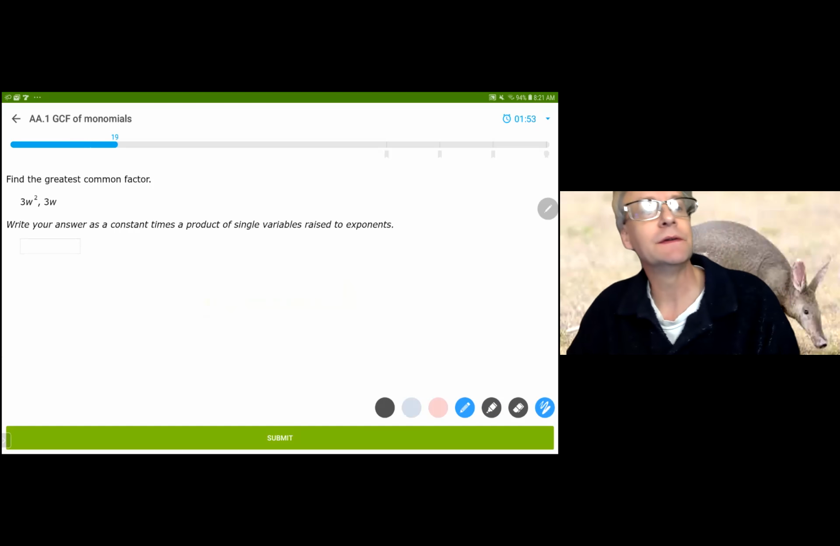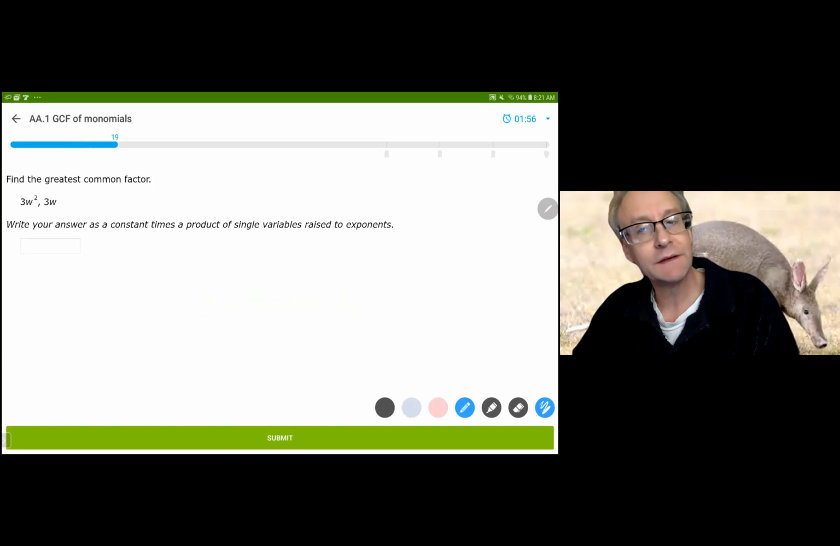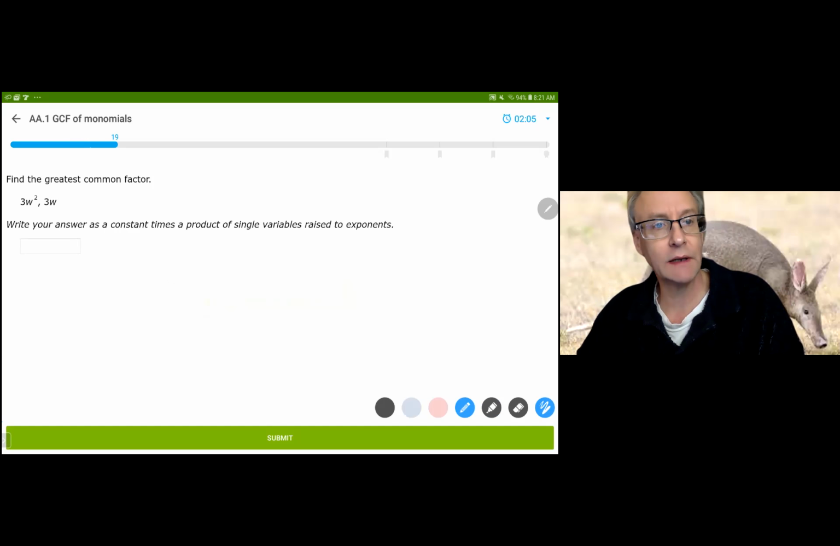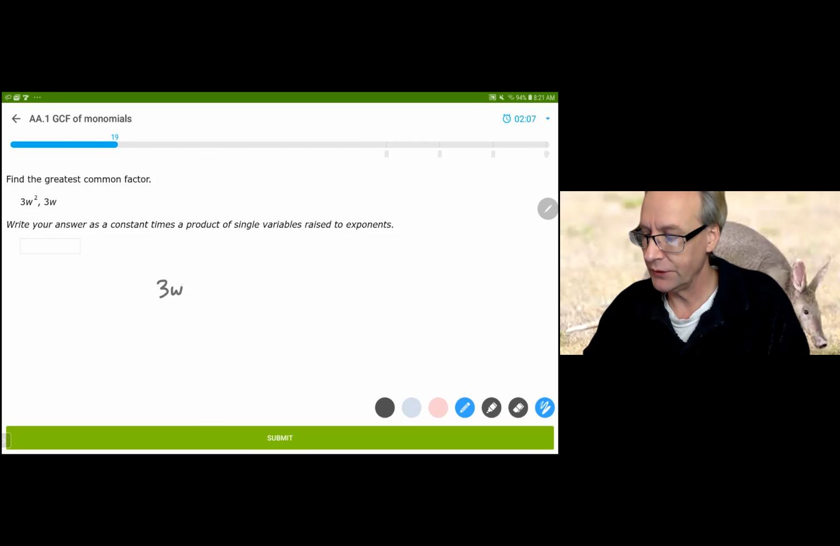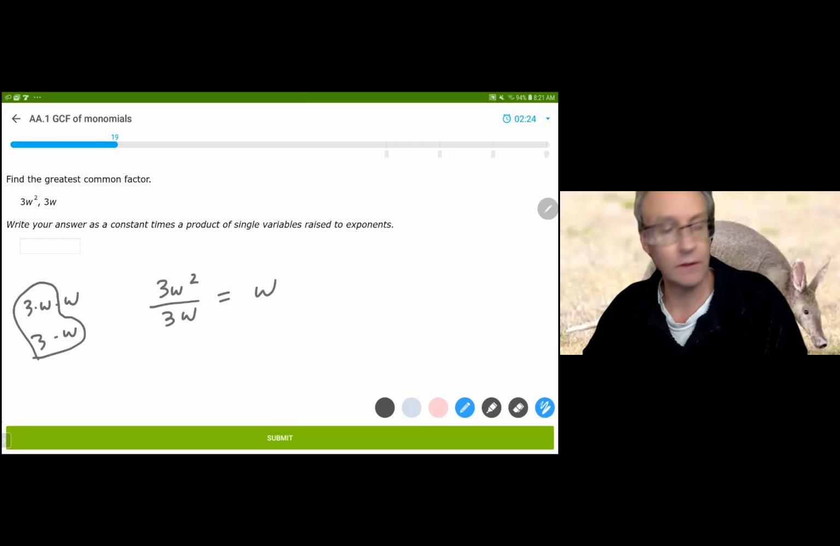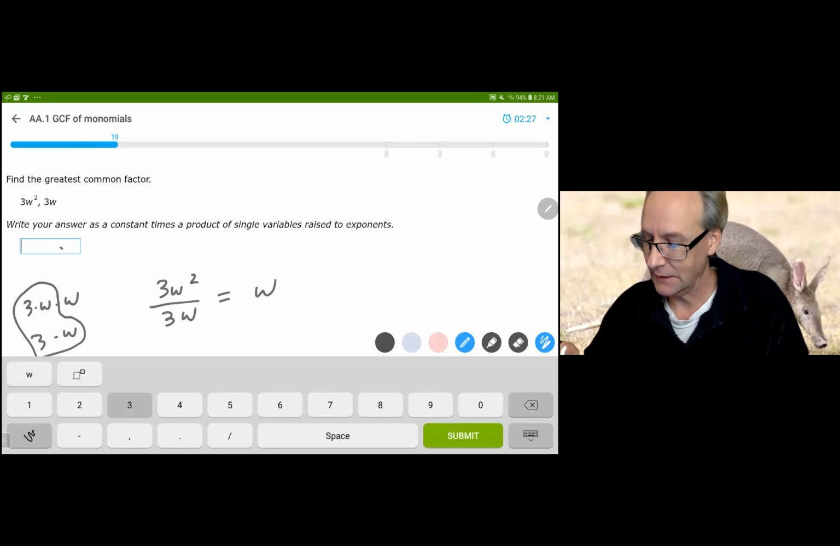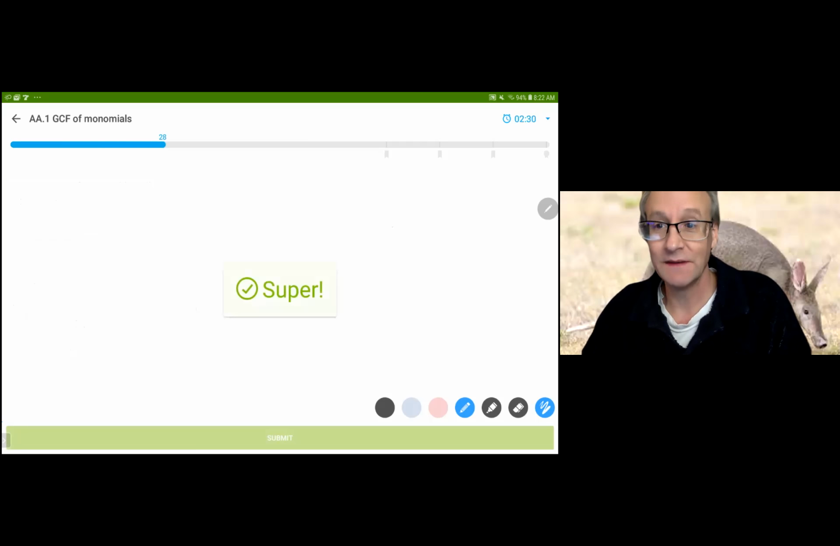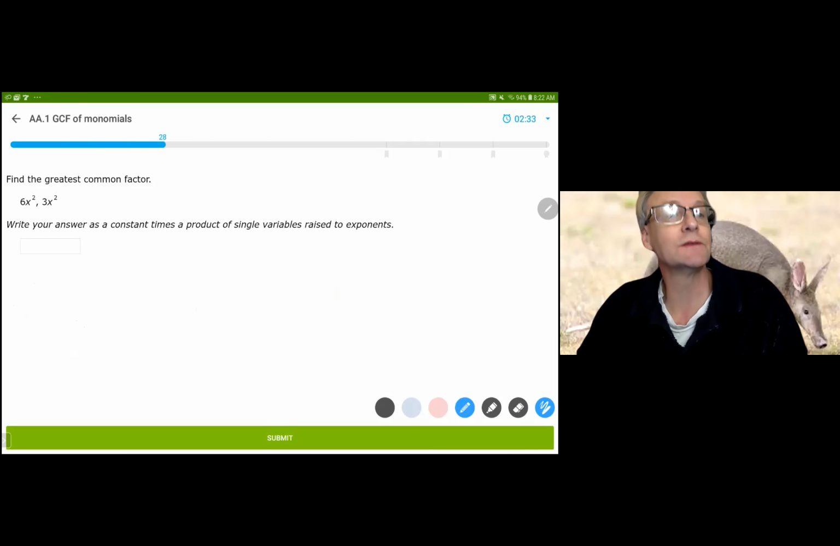Now, some of you are going to be able to do this in your head. A lot of times the greatest common factor is the number itself. And notice that the 3w squared is divisible by 3w. And if you recognize that right away, 3w squared is divisible by 3w because it gives you w. That means I don't have to do the factoring. Clearly, 3 times w and 3 times w have these in common. So hopefully it's all clear and you'll be able to move right along on these. This section actually goes very quickly.